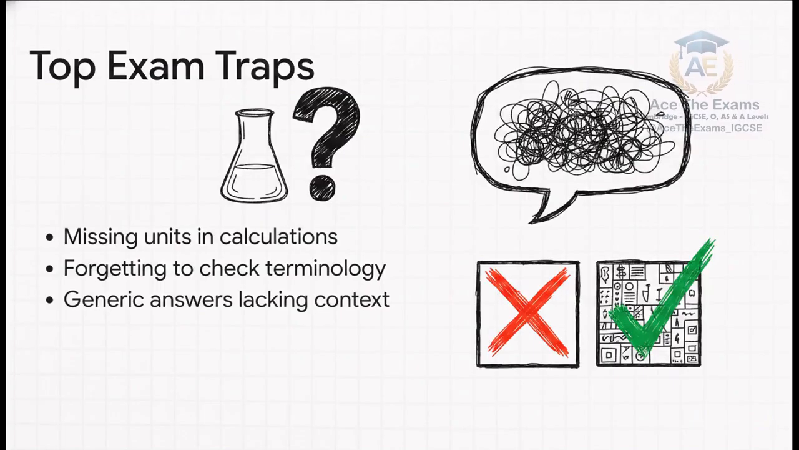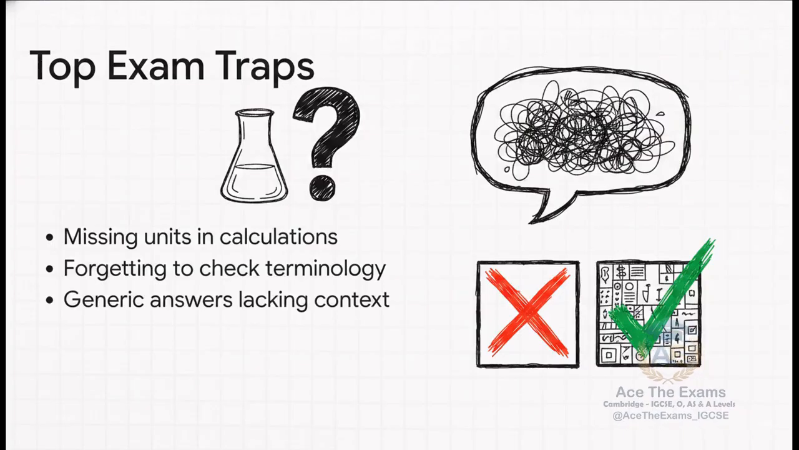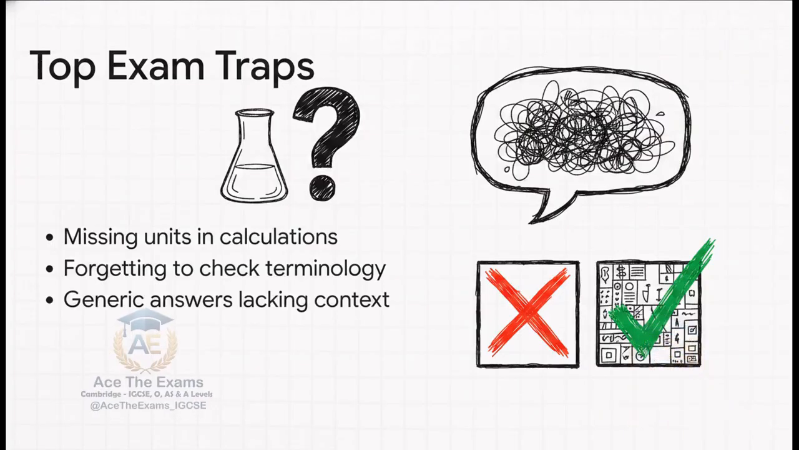Number 1. Missing units in calculations. Yep, this was the grade-dropping error from the very beginning of our explainer. You do all the hard math, you calculate the perfect ATP number, but you forget to write down the specific units for energy yield, like kilojoules per mole. You just gave away easy marks.